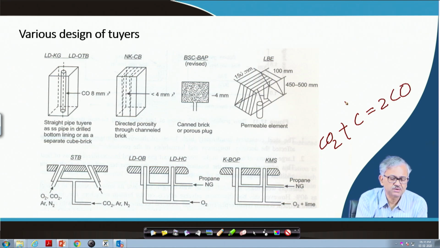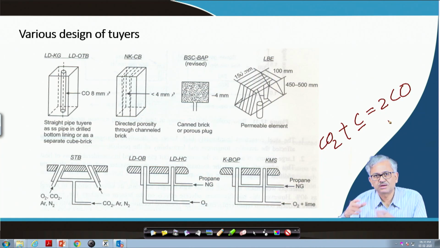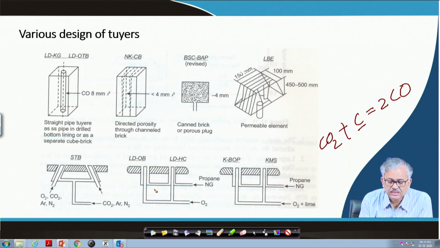So, this reaction takes place here because the dissolved carbon reacts with the carbon dioxide, forming carbon monoxide gas, and this is a highly endothermic process that basically helps in protecting the tuyere. So, always the CO2 goes through that annular portion, and then there are other variants also.